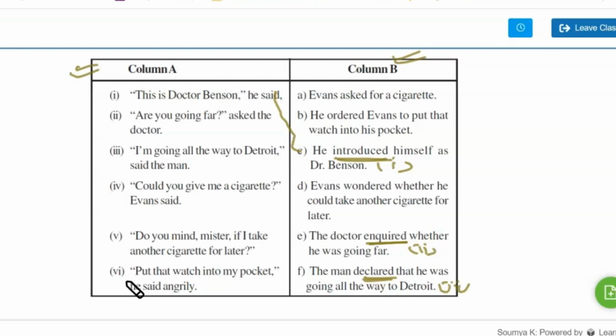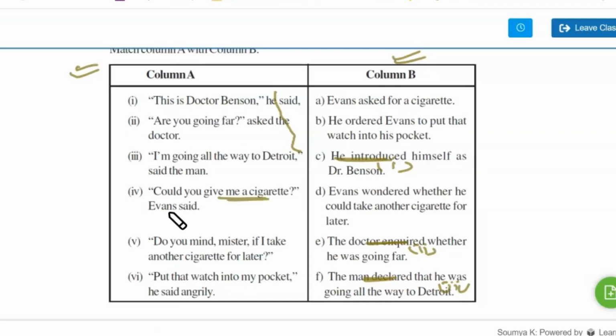Next one is, could you give me a cigarette, Evans said. Here the first sentence, Evans asked for a cigarette, would be matching, and it is fourth. Do you mind, mister, if I take another cigarette for later? That is, Evans wondered whether he could take another cigarette for later. That matches with the fifth statement.